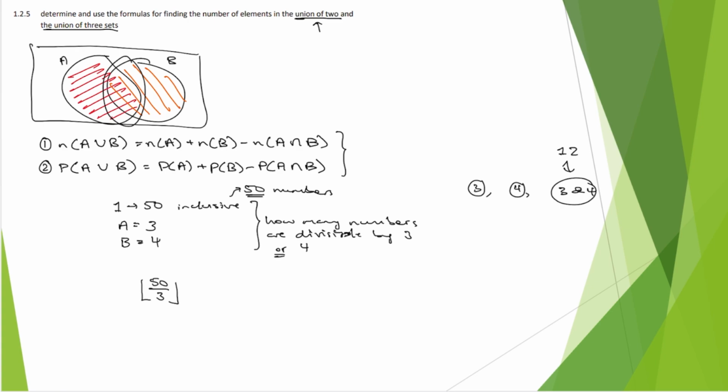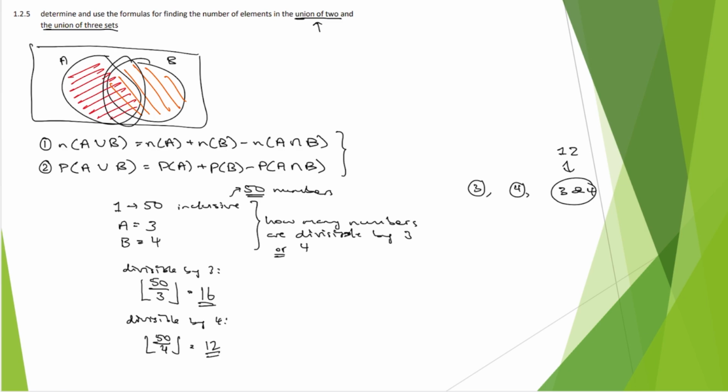If we plug this into our calculator, we divide 50 by 3 and get 16.6 recurring. But because we're finding the floor, we round down to 16. So this is the number that are divisible by 3. Now if we want to find the number divisible by 4, we divide 50 by 4 and find the floor as well. 50 divided by 4 is equal to 12.5, but because we're finding the floor, we round down to 12.